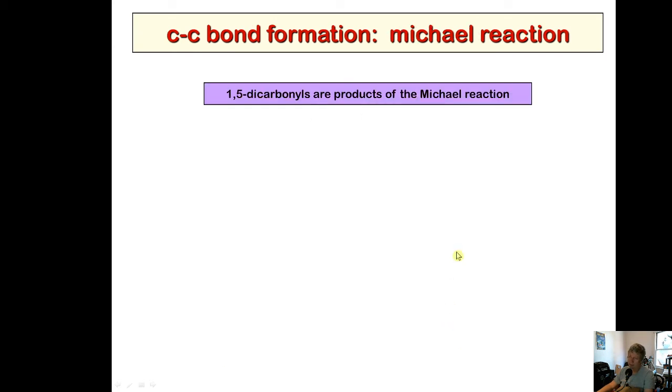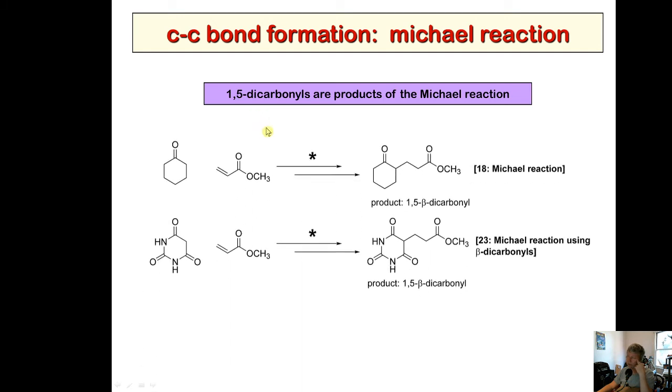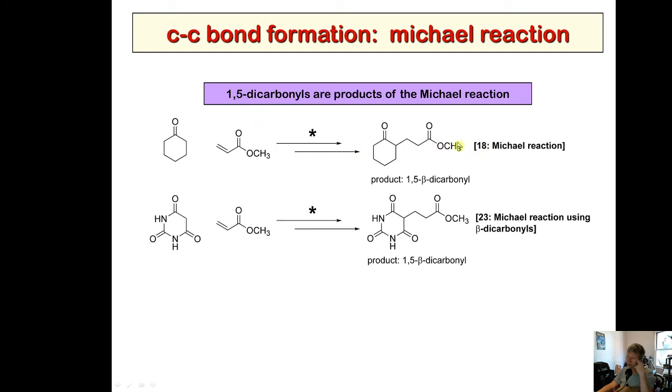Okay, then we also have the Michael reaction. This is kind of a different variation. It's a condensation reaction because we're taking two pieces and attaching them. And the product of a Michael reaction, conveniently, we just call a 1,5-dicarbonyl. So it's going to be two carbonyls separated by, well, we can number them and say it's a 1,5-dicarbonyl. So this is a simple example of a Michael reaction.